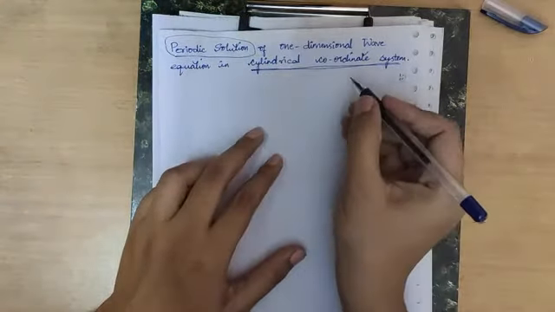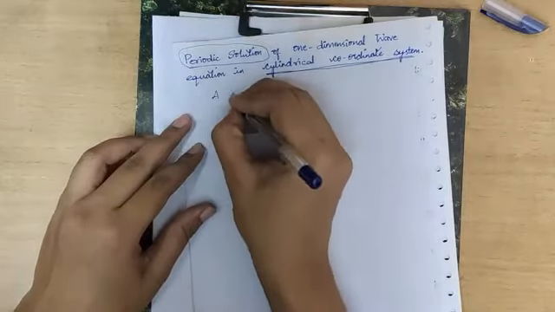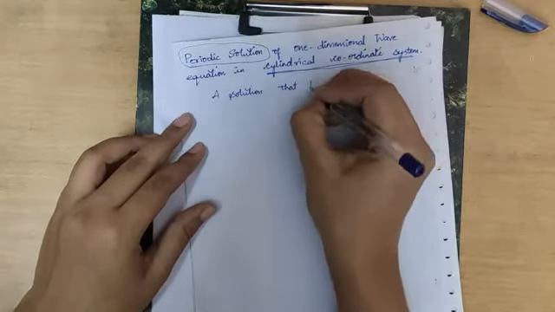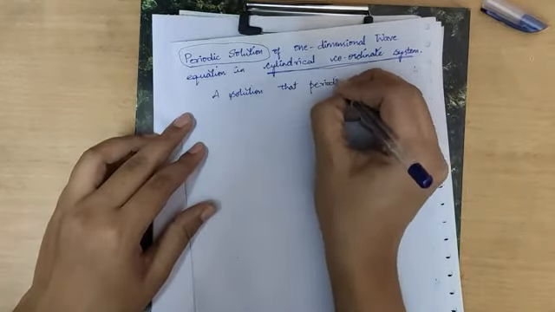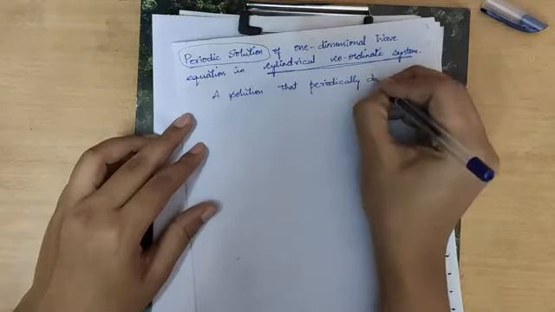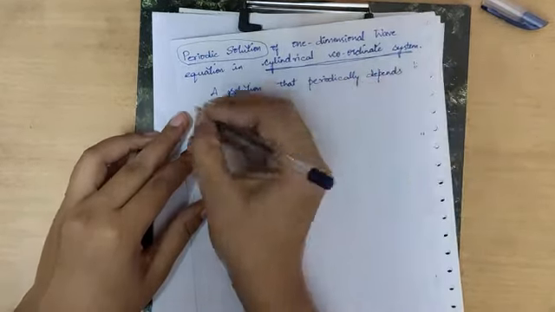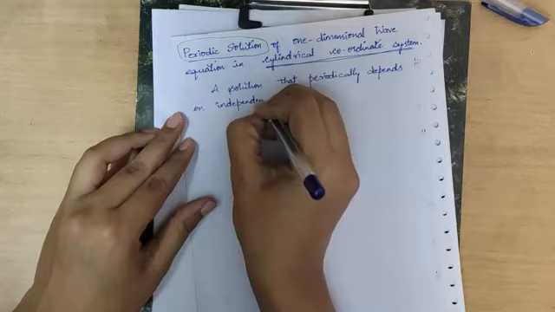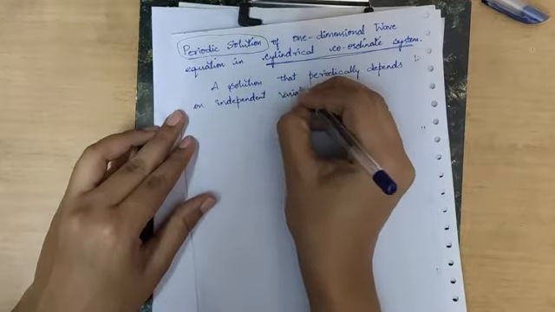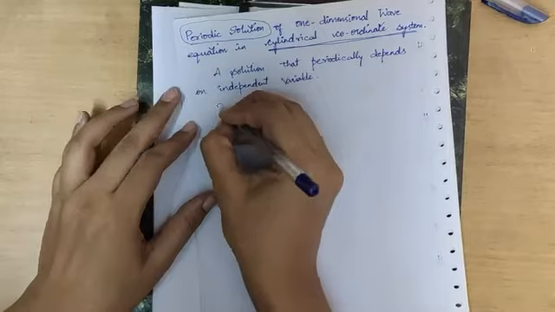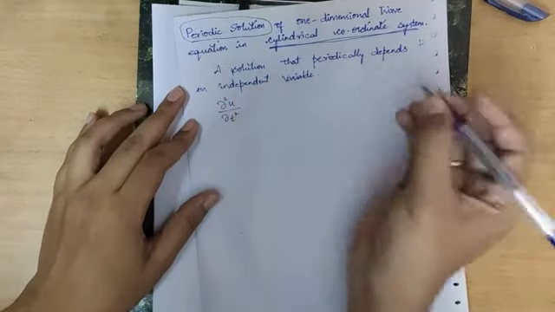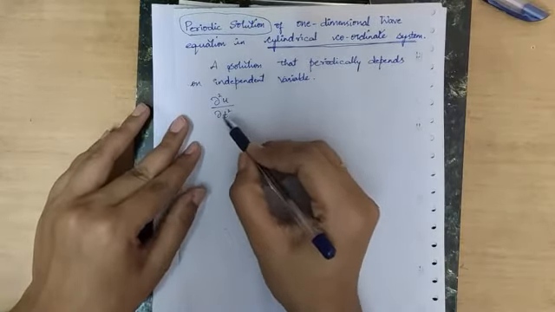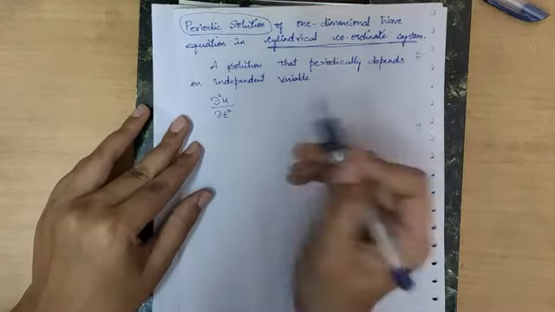Periodic solution is actually a solution that periodically depends on the independent variable. So if I write ∂²u/∂t², here obviously t is our independent variable. u is dependent on t, so u is the dependent variable and t is the independent variable.